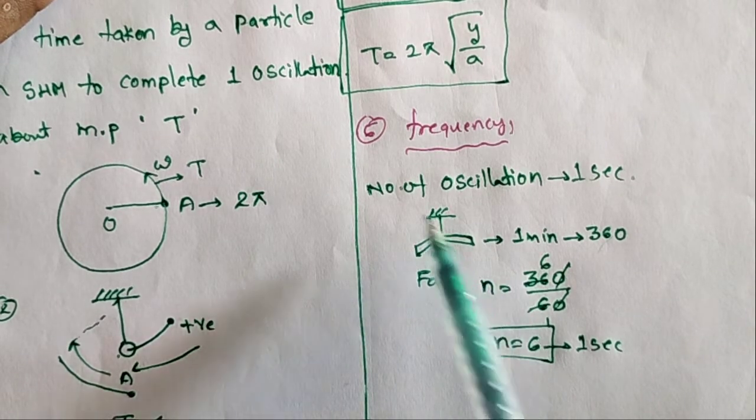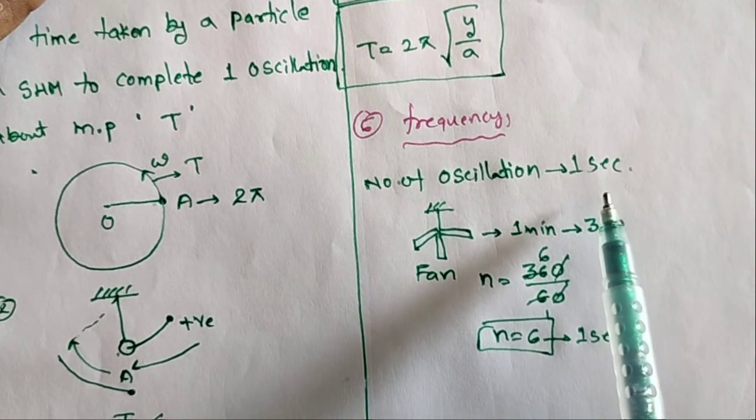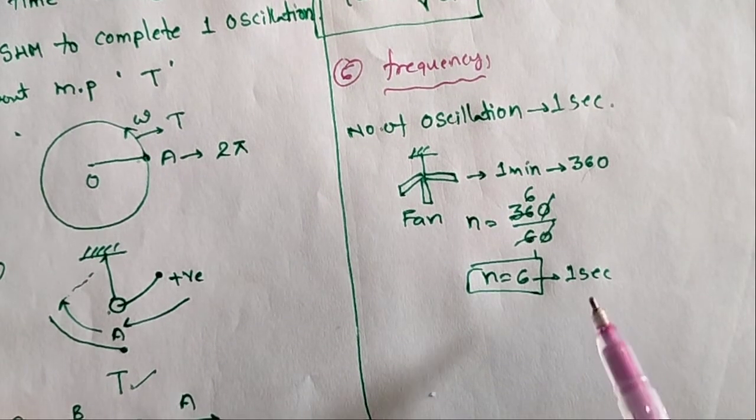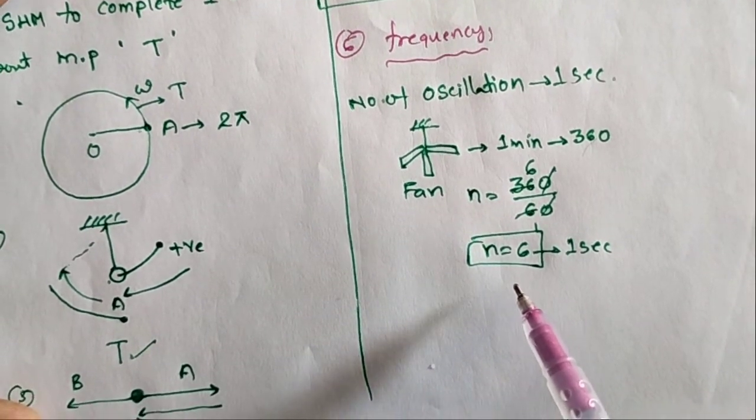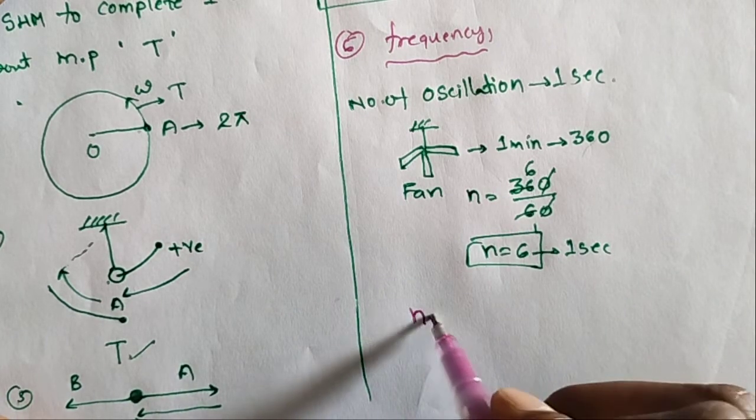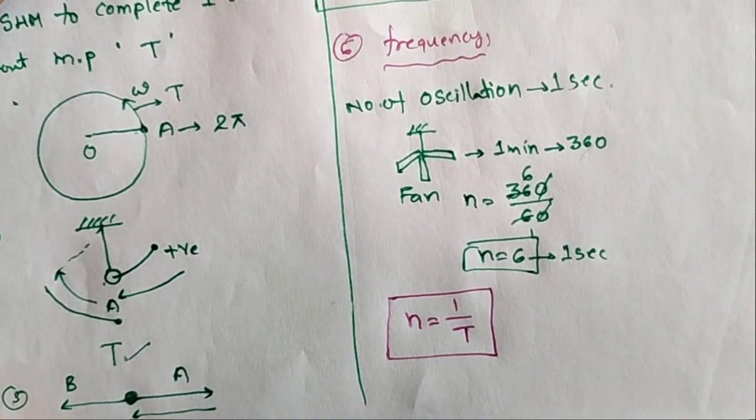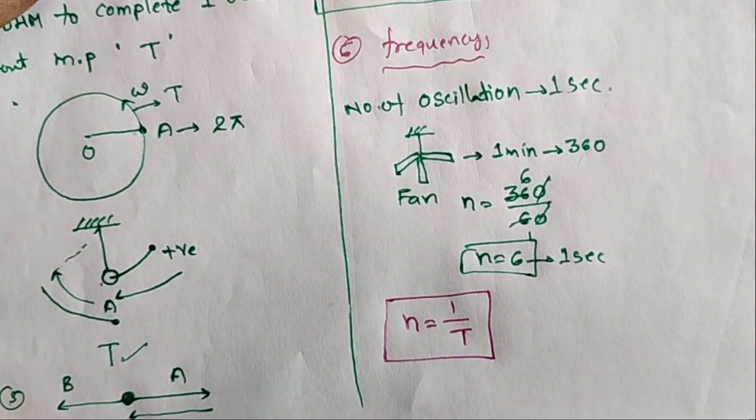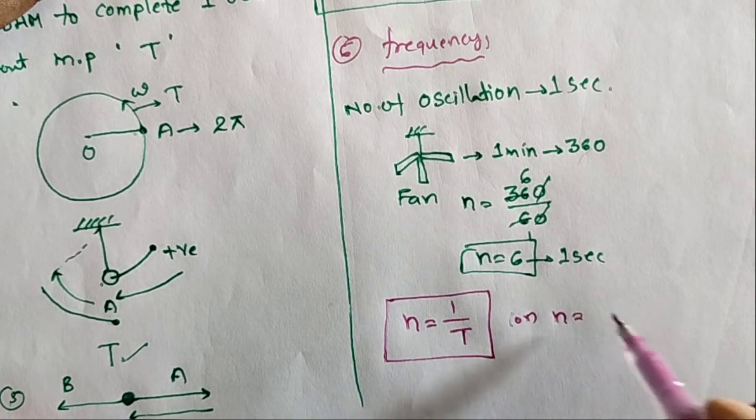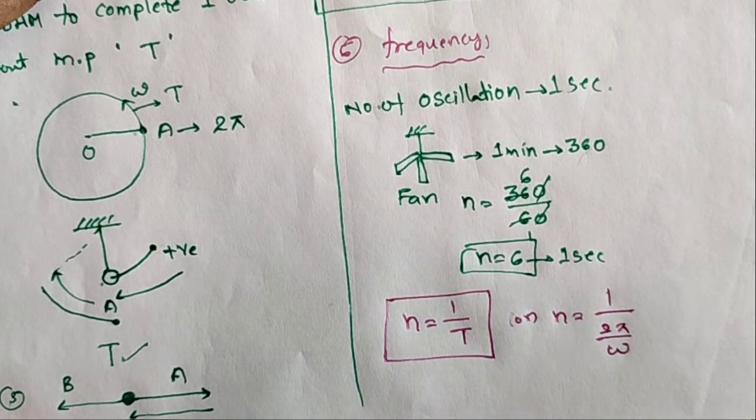So what is the frequency? Number of oscillations per second. Number of oscillations per second is called frequency. Here in this fan example, in 1 second, how many oscillations? 6 oscillations. This is the frequency of the fan. But what is the mathematical equation? N is equal to 1 by T, the reciprocal of the time period. Okay, frequency formula, N is equal to 1 by T, reciprocal of the time period, or N is equal to 1 by T, where T is equal to 2 pi by omega.